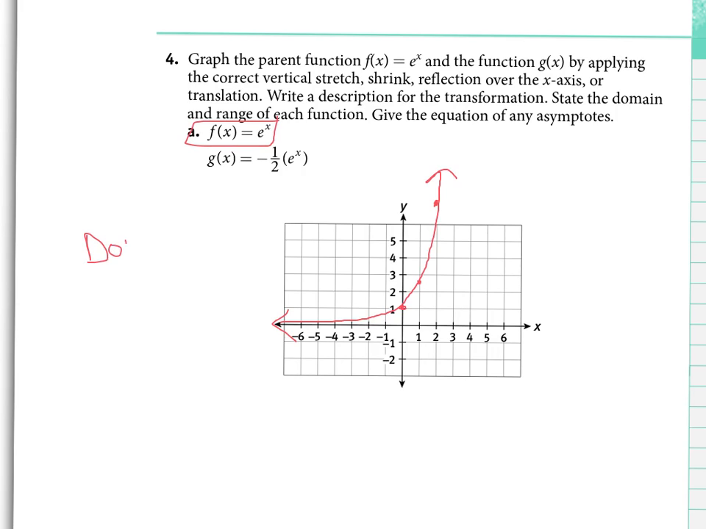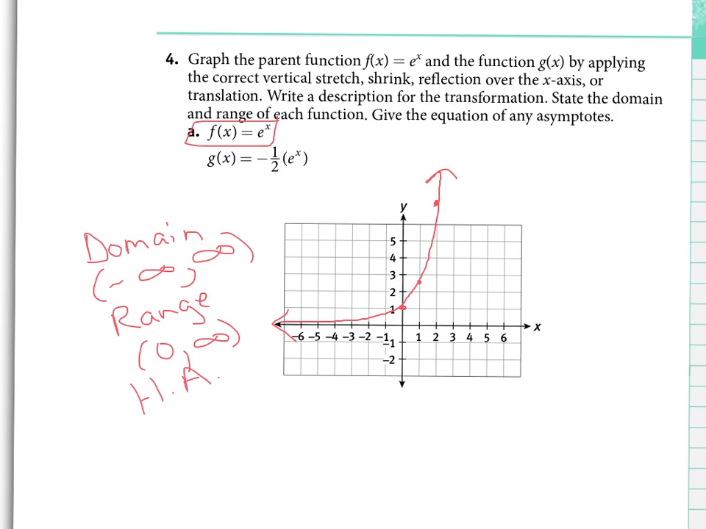The domain of this exponential function e to the x is negative infinity to infinity. The range is still 0 to infinity. Its horizontal asymptote is still y equals 0. It's just like any other exponential function. It's just weird numbers. Let's think about what's going to happen on this next graph.